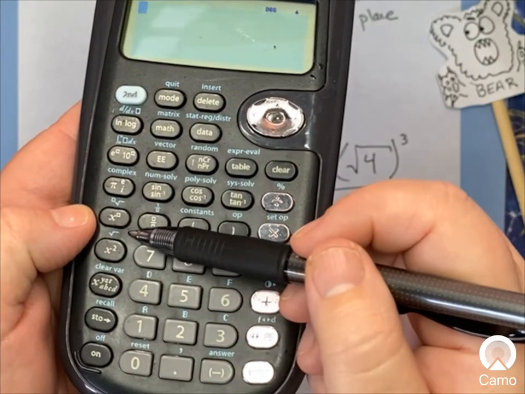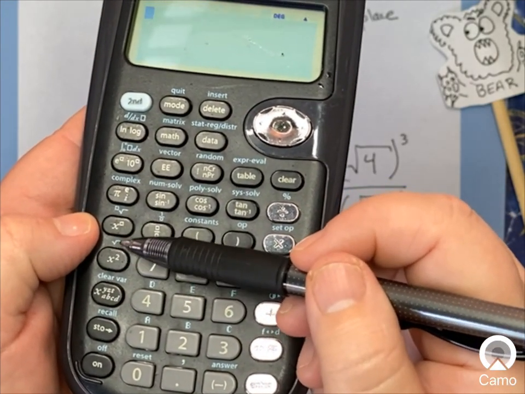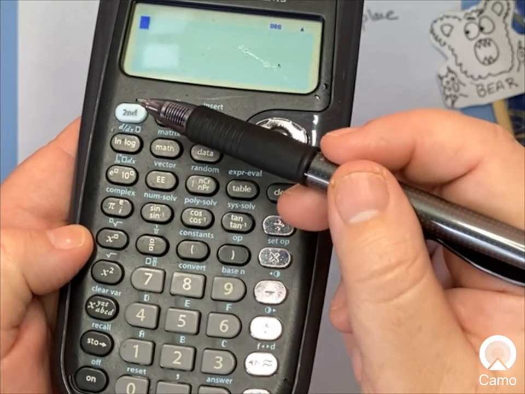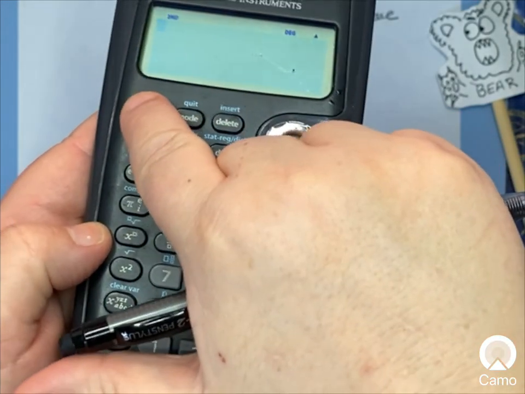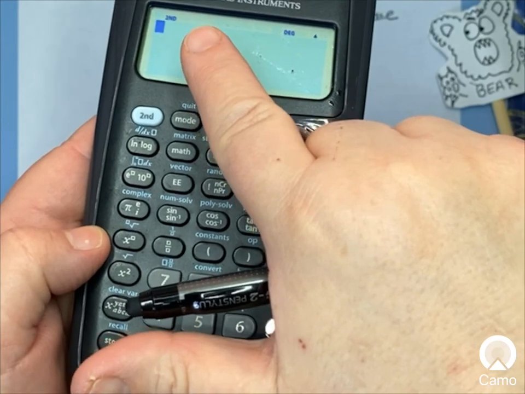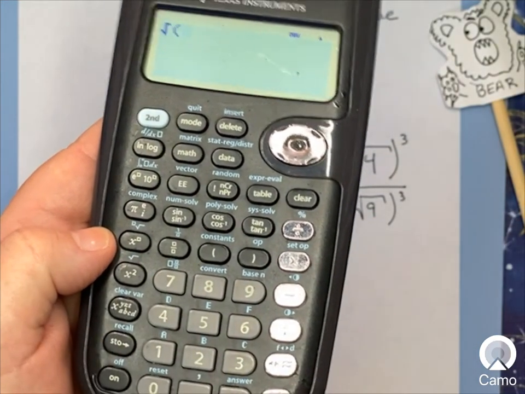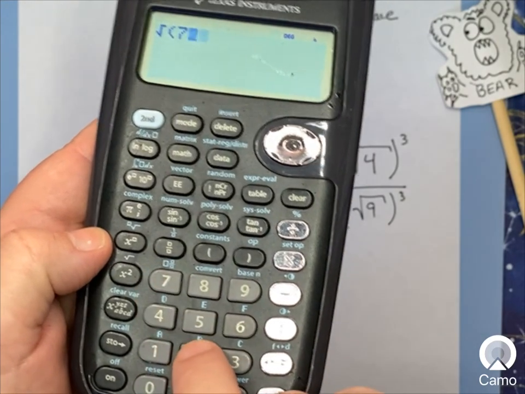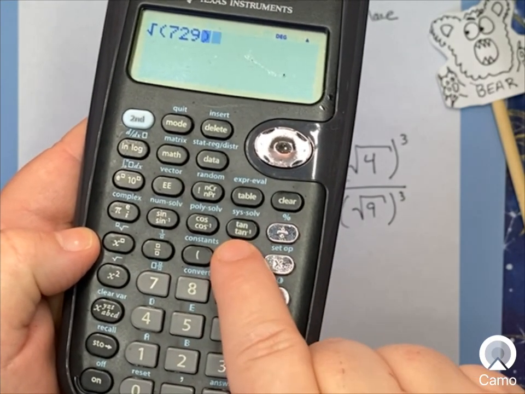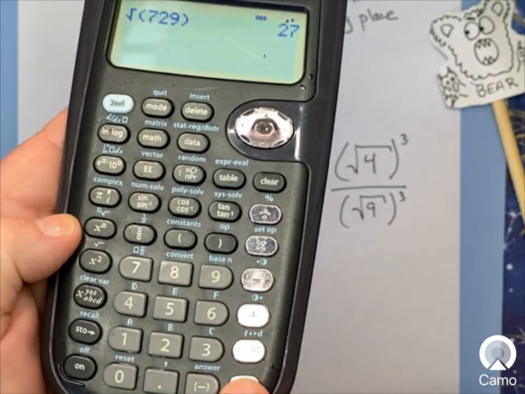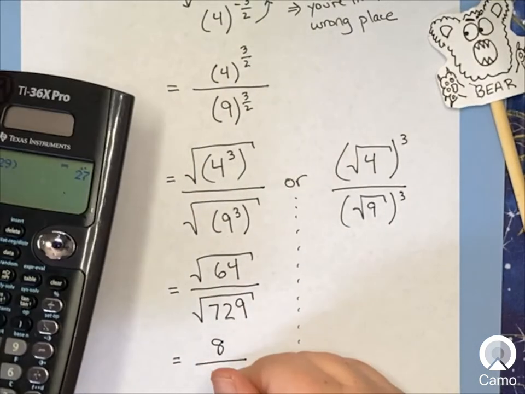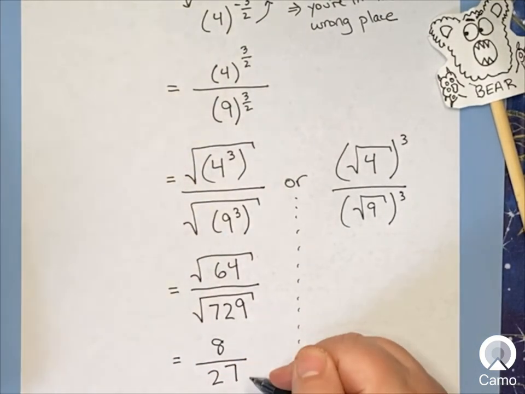Since I'm trying to get to this little guy that's in blue up on top, I'm going to go up here to the 2nd key. I click on the 2nd key, see how it tells me I'm in 2nd, and then the x squared, and it gives me a square root. I'm going to take the square root of 729, close the parenthesis, hit enter, and I get 27. Woohoo! So this is 27 down here.